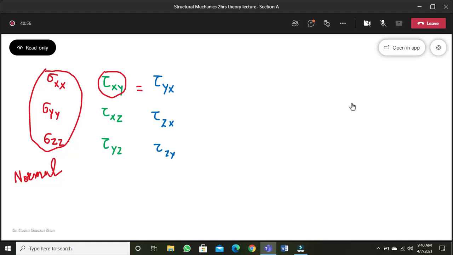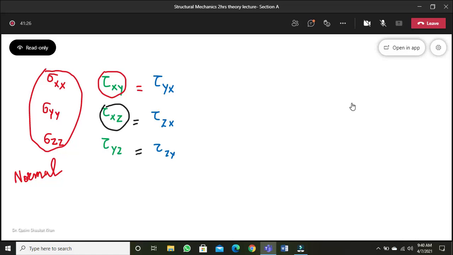Similarly, tau xz, the complementary shear stress of tau xz is tau zx. So if I calculate this tau xz, I can get the magnitude. I can also get the magnitude of tau zx. Fine. Moreover, if I find the magnitude of tau yz, I can get the magnitude of this complementary tau zy.